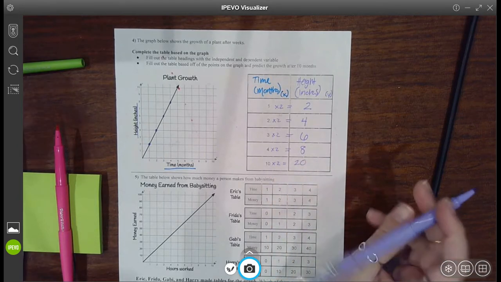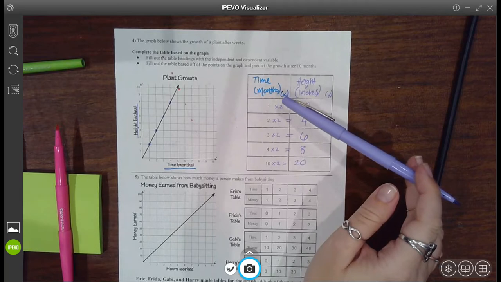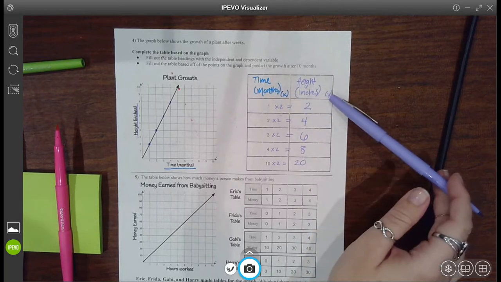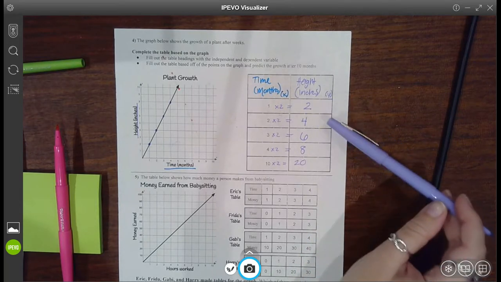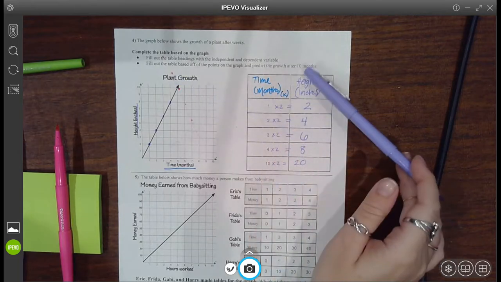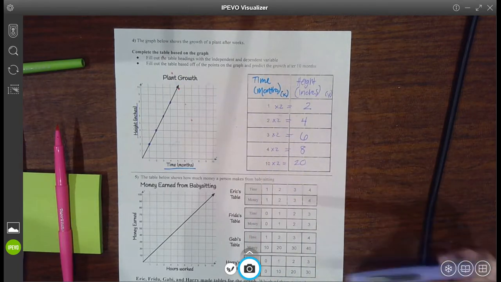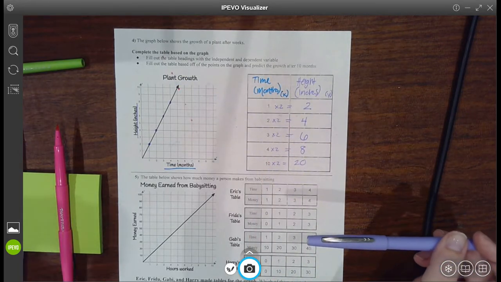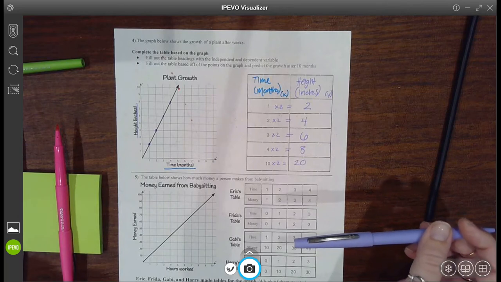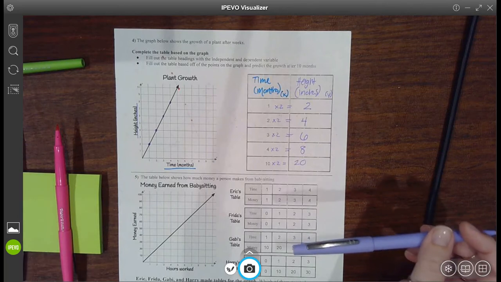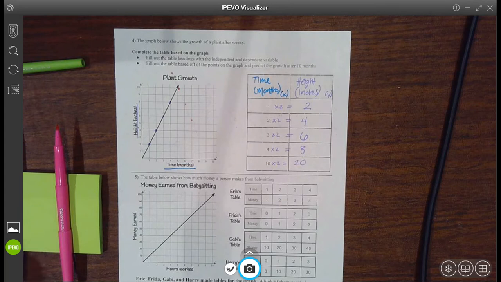There we go. Did I do everything? It says fill out the table headings, which one's the independent versus the dependent. Done. Fill out the table based upon the points on the graph and predict how far it'll be after 10 months. Done. Okay, so go ahead and complete numbers 1 through 5. We already did numbers 1 and 4 together. You got this.